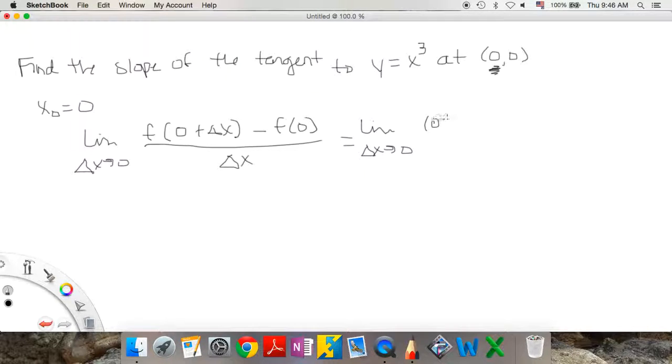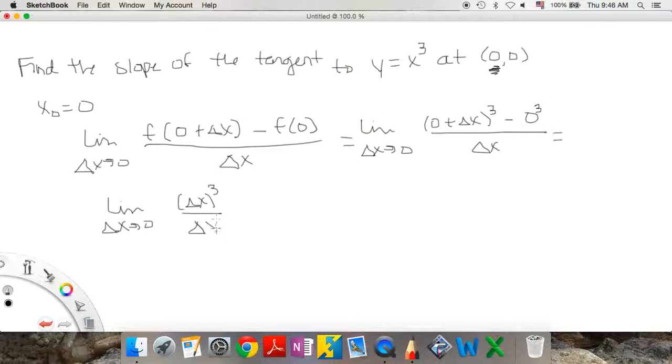So we simplify this out. So we've got 0 plus delta x cubed minus 0 all over delta x. I guess I should write that in there. So 0 plus delta x is just delta x. So we have delta x cubed, and then minus 0 cubed is just 0. So that's delta x cubed over delta x, which simplifies even further, and we see that our limit is 0.